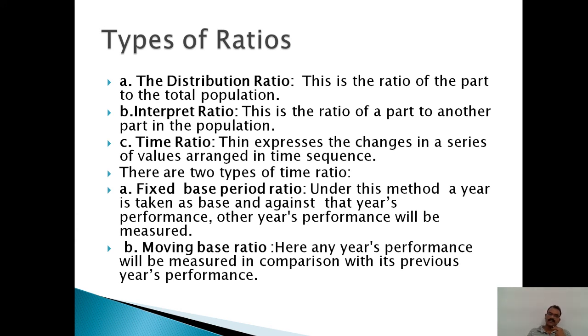So first one is fixed base period ratio. Under this method, a year is taken as base and against that year's performance, other years' performance will be measured. For example, the performance of 2015 is taken as base and against that year 2015's performance, other years like 2016, 17, 18, 19 performance will be measured.